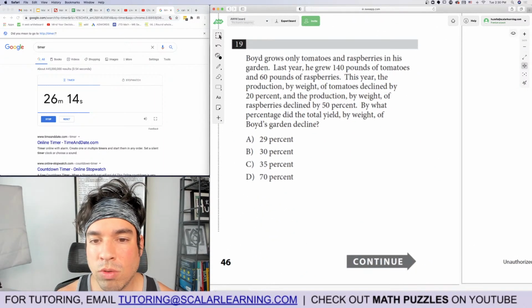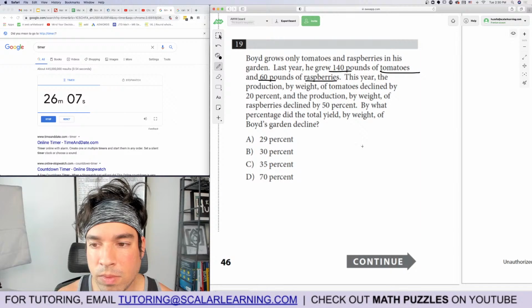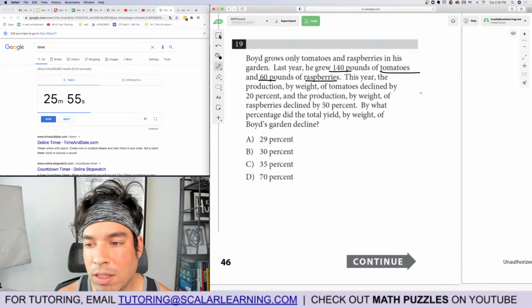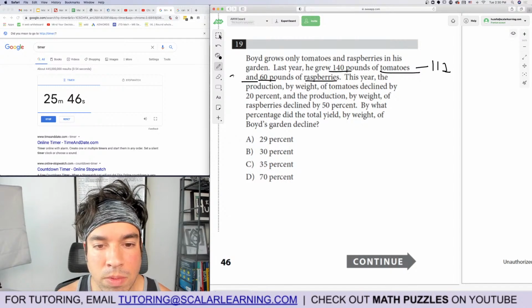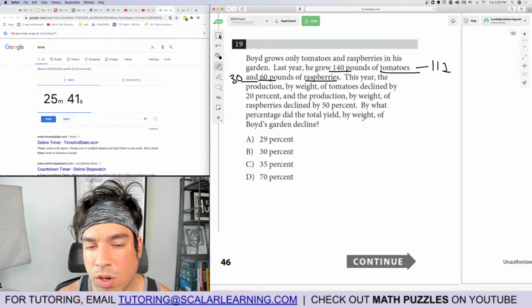19. Boyd grows only tomatoes and raspberries in his garden. Last year, he grew 140 pounds of tomatoes and 60 pounds of raspberries. This year, production by weight of tomatoes declined by 20%. 0.2 times that is 28. So tomatoes lost 28, so now it's 112. The production by weight of raspberries declined by 50%. So raspberries became 30. By what percentage did the total yield by weight of Boyd's garden decline?